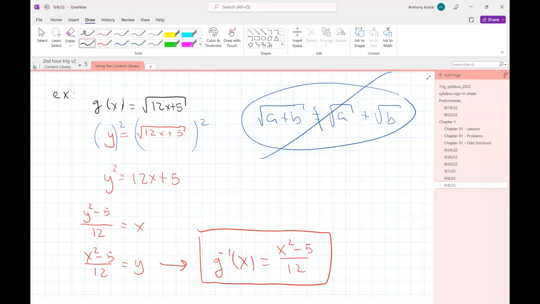So again, the steps are: rewrite with a y, get x by itself, swap x and y, and then rewrite with f inverse of x. So those are the steps.